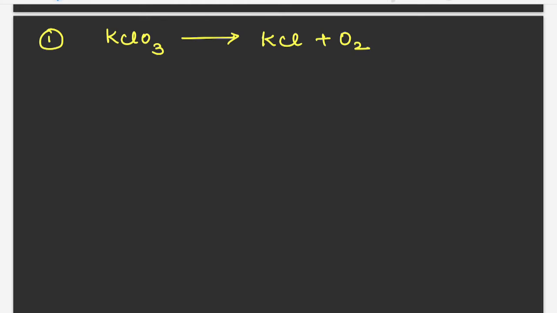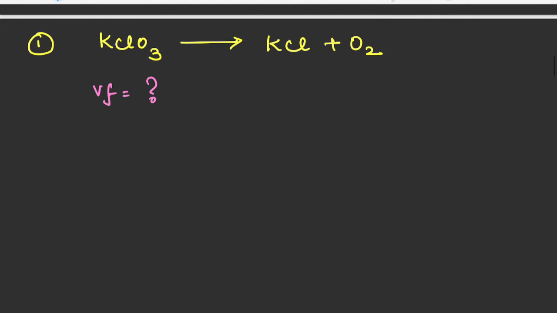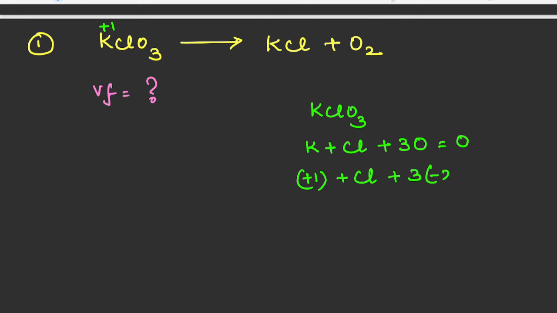So here the question is, you have to find the valency factor for KClO3. How to find it: first write the oxidation state on each element. For potassium, you know that it is +1. For chlorine, what is the oxidation state? So we have to find out in KClO3. 1 K plus 1 chlorine plus 3 times oxygen is equal to 0. So potassium is +1 plus chlorine, which we have to find, plus 3 times oxygen, which is -2, is equal to 0.